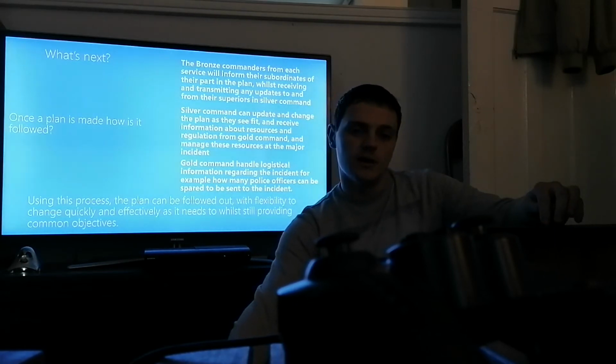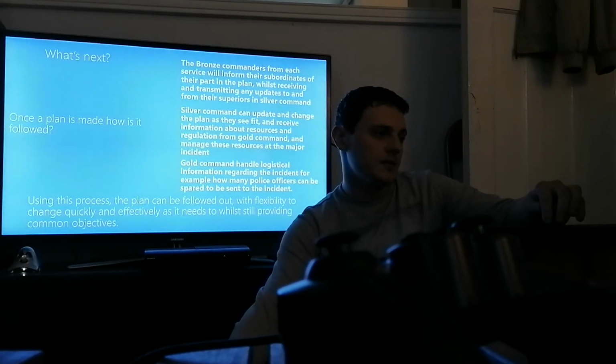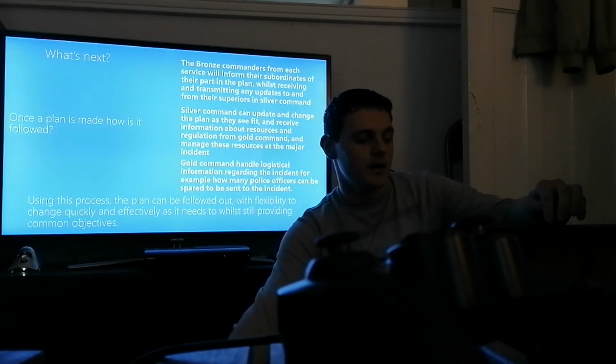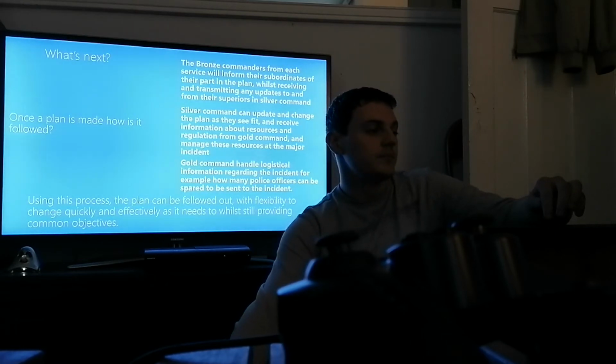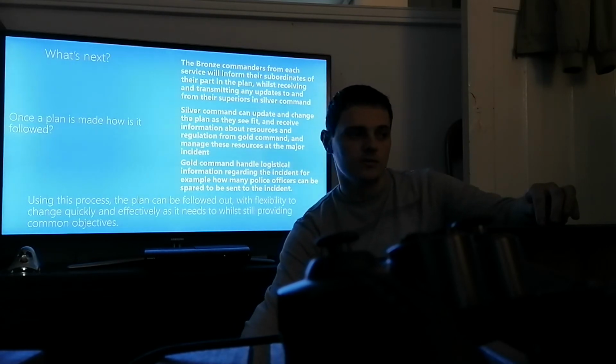So what's next? What comes after the plan? Bronze commanders from each service will inform their subordinates of their part in the plan, whilst receiving and transmitting any updates to and from their superiors in Silver Command. Silver Command can update and change the plan as they see fit and receive information about resources and regulation from Gold Command and manage these resources at a major incident. Gold Command handle logistical information regarding the incident, for example, how many police officers can be spared and sent to the incident. Using this process, the plan can be followed out with flexibility to change quickly and effectively as it needs to, while still providing common objectives for all responders.